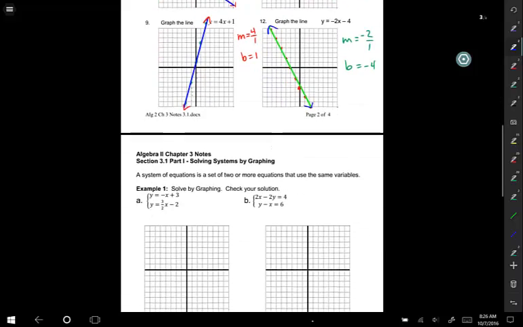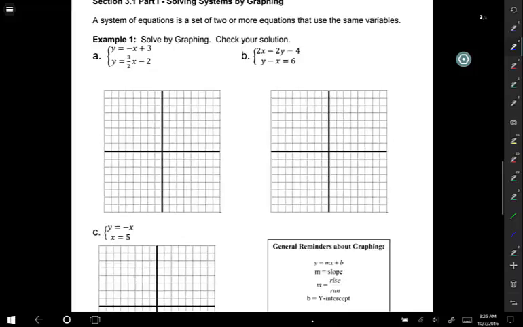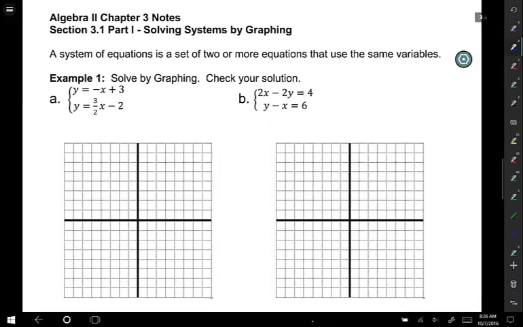All right, let's move in then and kind of jump from here. Let's talk about solving systems by graphing then. Here we go. We've got to graph these 2 lines.